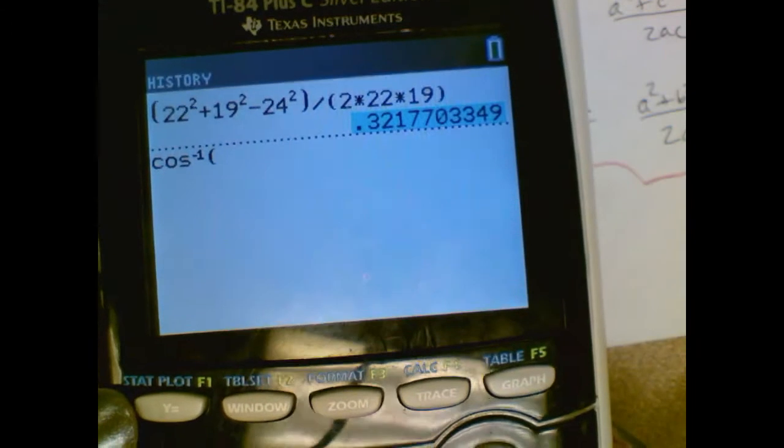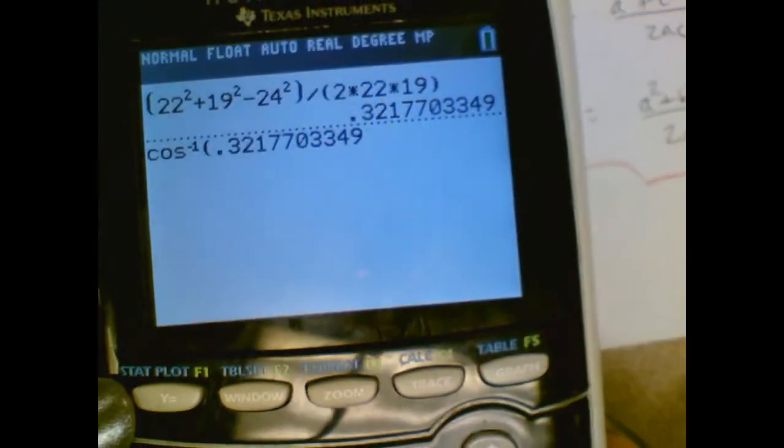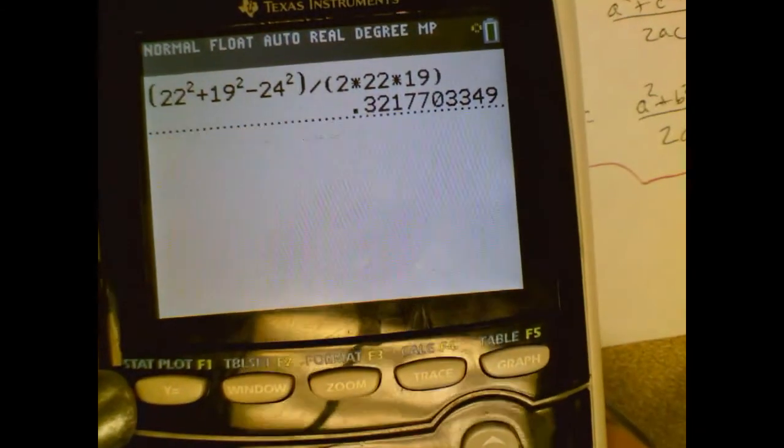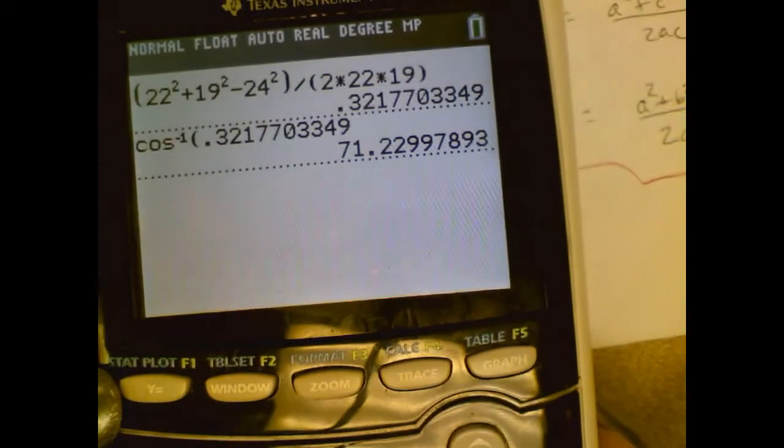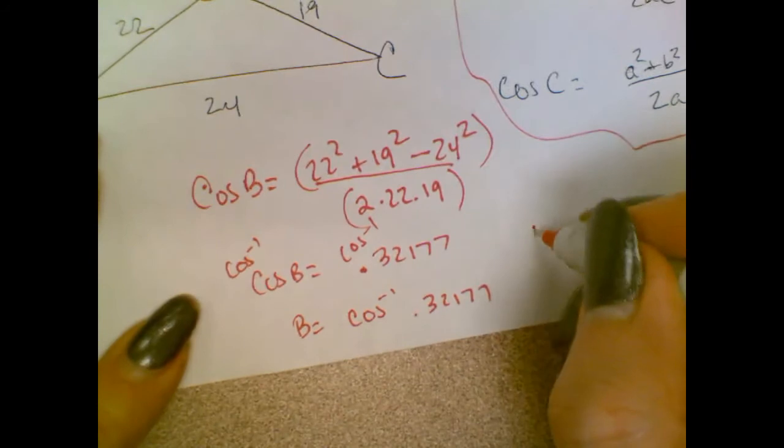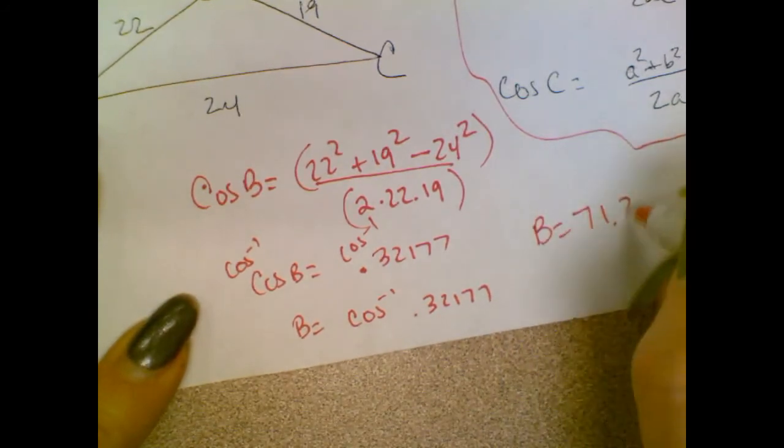So you're going to press second cosine. Then you go up and highlight that. See how I highlighted it with my up arrow? Press enter and it brings down the decimal. It's like cutting and pasting. You press enter again and you get 71.2. So angle B is 71.2.